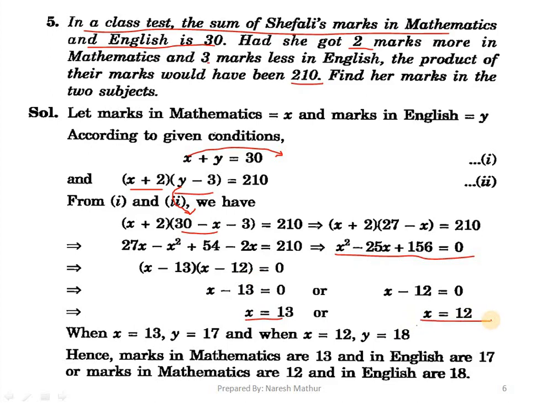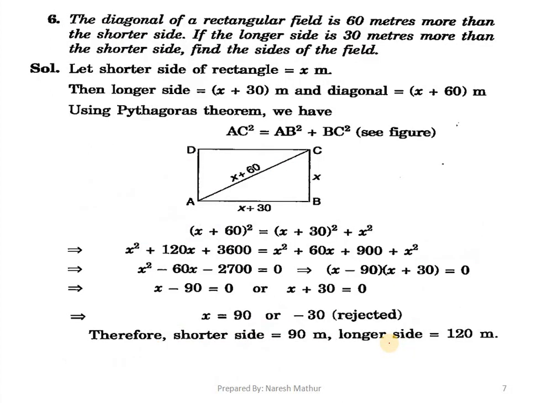Now here the value of x is positive in both cases. So here we have two possible solutions. If x equals 13, then y will be 17. And if x equals 12, meaning the maths marks is 12, then the marks of English will be 8. So here we have two possible solutions of the given problem.